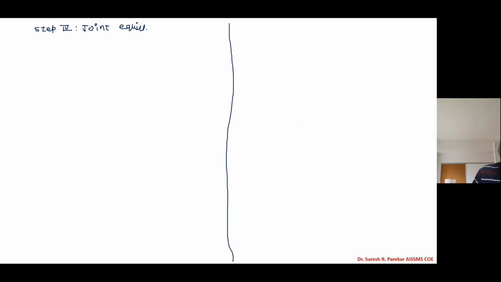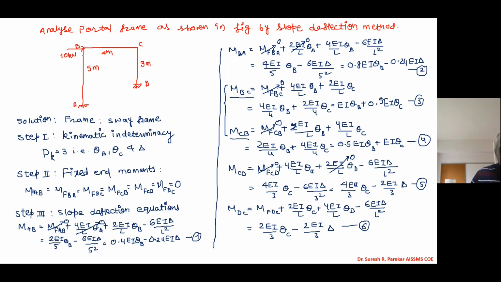Then we have step 4, joint equilibrium. So we have MBA plus MBC equal to 0.